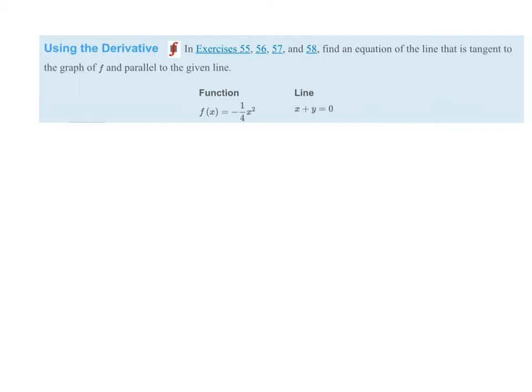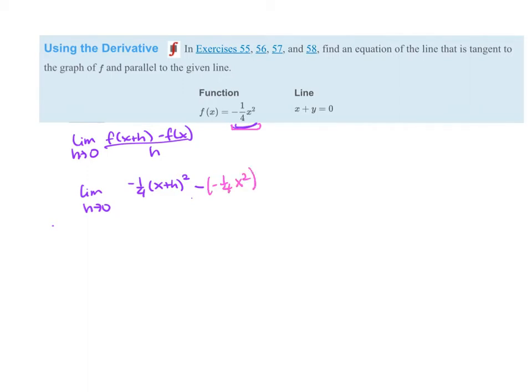First, let's find the equation of the tangent line to f of x equals negative 1/4 x squared. Again, we're finding the limit of f of x plus h minus f of x over h as h approaches 0 using this function, so let's plug it in. This is the limit as h approaches 0 of negative 1/4 times x plus h squared minus f of x, and f of x is negative 1/4 x squared, all over h.